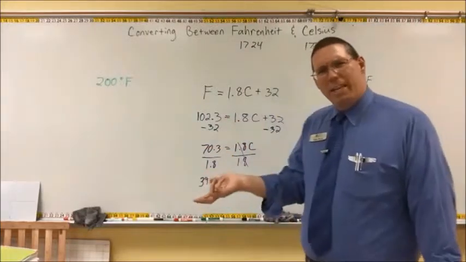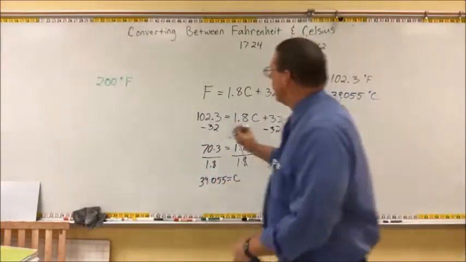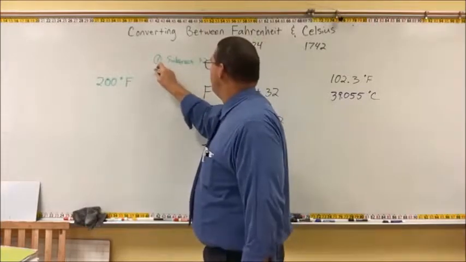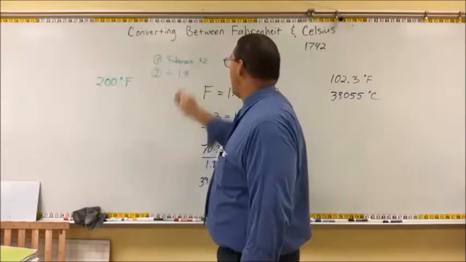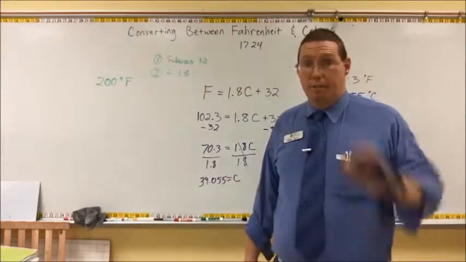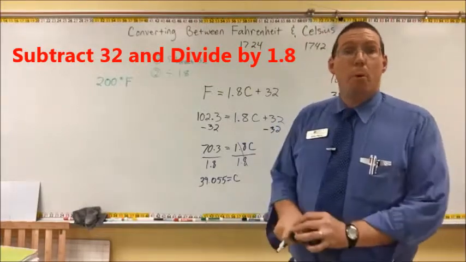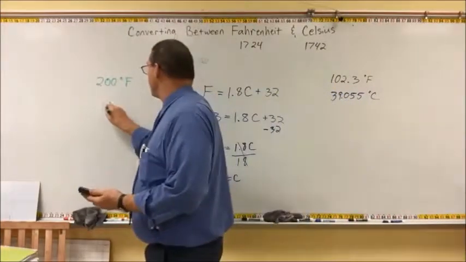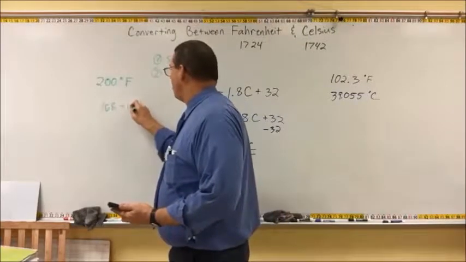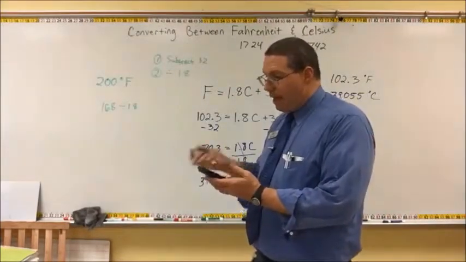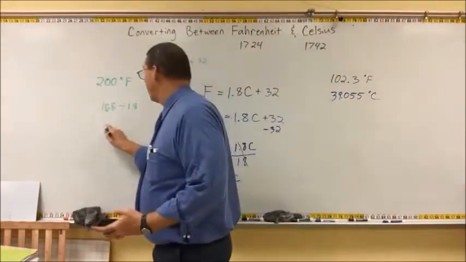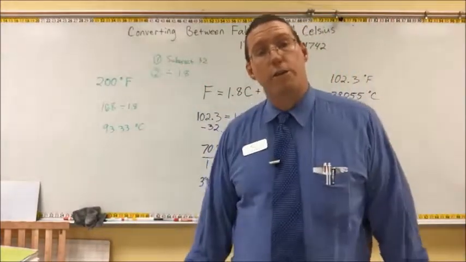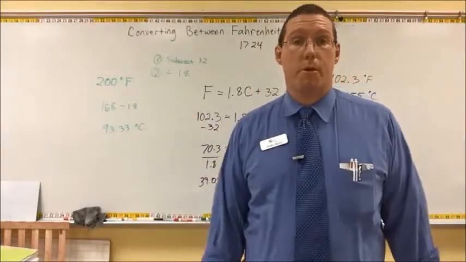But let's think about really all we did in this equation. Step 1, subtract 32. Step 2, divide by 1.8. That's all we did. So all you have to do to make this conversion, if you've got a calculator, is subtract 32 and divide by 1.8, and you're done. So let's do 200 minus 32, and that gives me 168. Then I'm going to divide that by 1.8, and I get 93.33. So that's 93.33 degrees Celsius. And didn't we just say that it should be just below 100 degrees Celsius, right? And sure enough, it is 93.33 degrees Celsius.